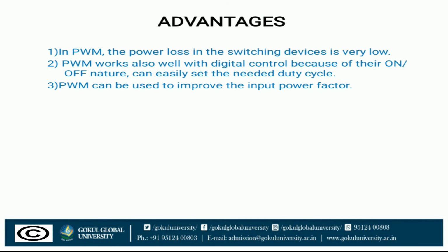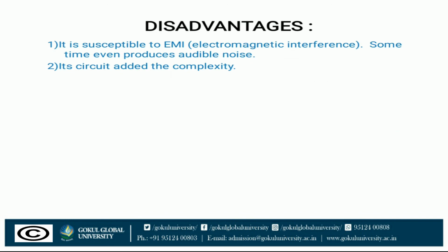What are the advantages of the AC voltage controller with PWM? The power loss in the switching device is very low. PWM also works well with digital control because of its on-off nature, and the needed duty cycle is easily set. PWM can be used to improve the input power factor and reduce the harmonics.